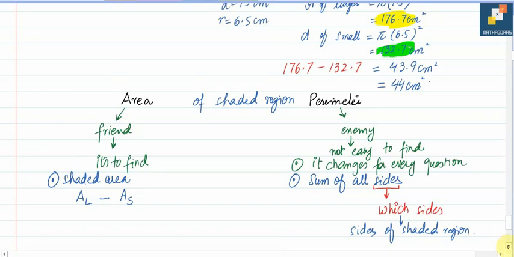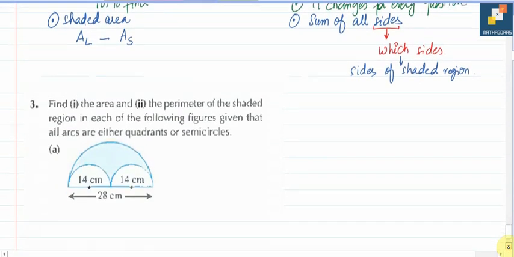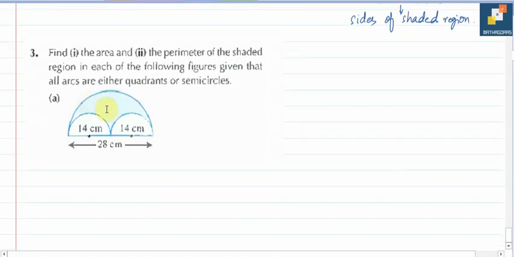Now moving on to the next question, it's question number 3. In this question you can see that we have a shaded area, right? We need to find the perimeter, the enemy one, and the area, the friend. So first we are going to pick our friend, that is area. We need to find the shaded area of this shape.